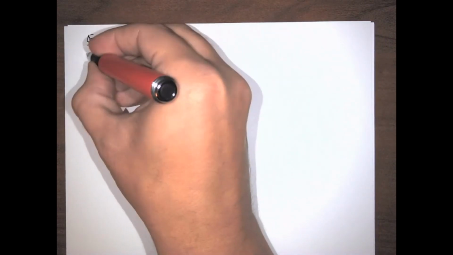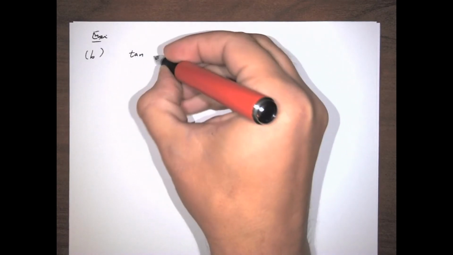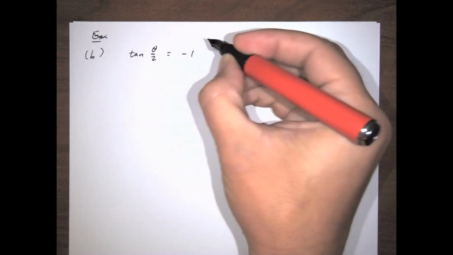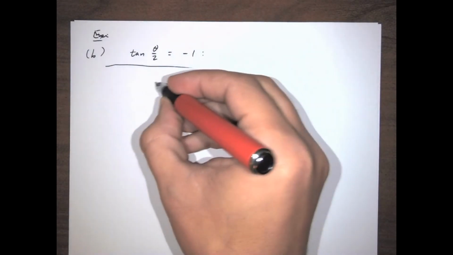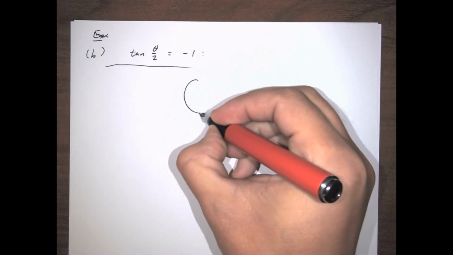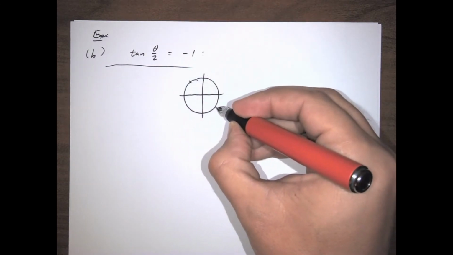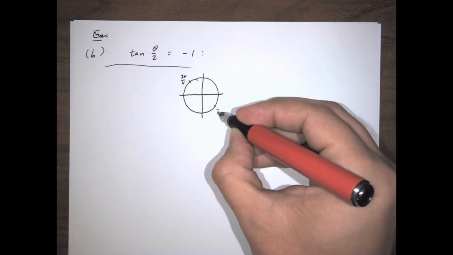And let's try one more of these. Now what we will have, let's say, is something like this. So this is b. Let's say what we have for an equation is tangent of theta over 2 is equal to negative 1. And again, same instructions as before. Okay, so now what we do is we just think about the tangent equaling negative 1. And what does that mean? Well, if tangent is the slope, then that means we're talking about these two. So that's 3 pi over 4. And this down here is 7 pi over 4.